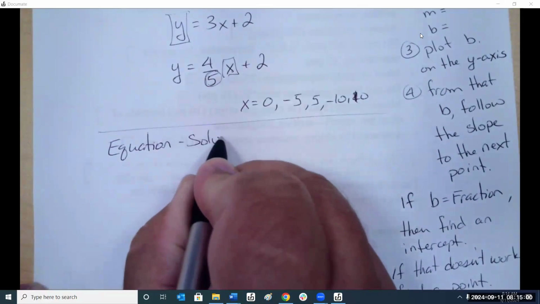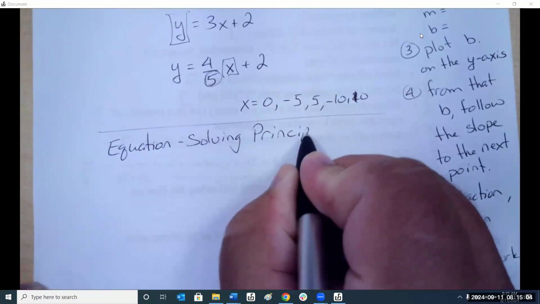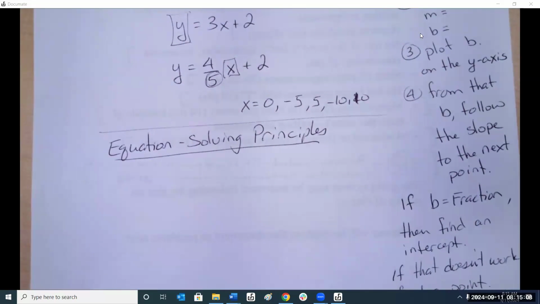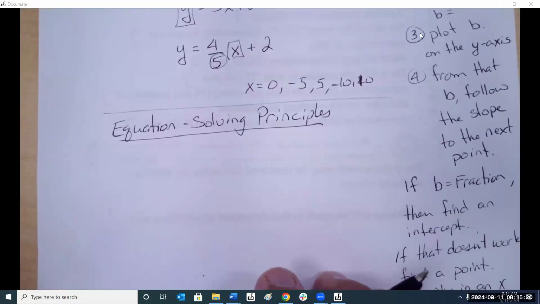Equation solving principles. Typically, in the beginning of the semester, I start off with all the properties and all the principles and the procedures of mathematics. But since it's incorporated in this section, we'll wait till here.